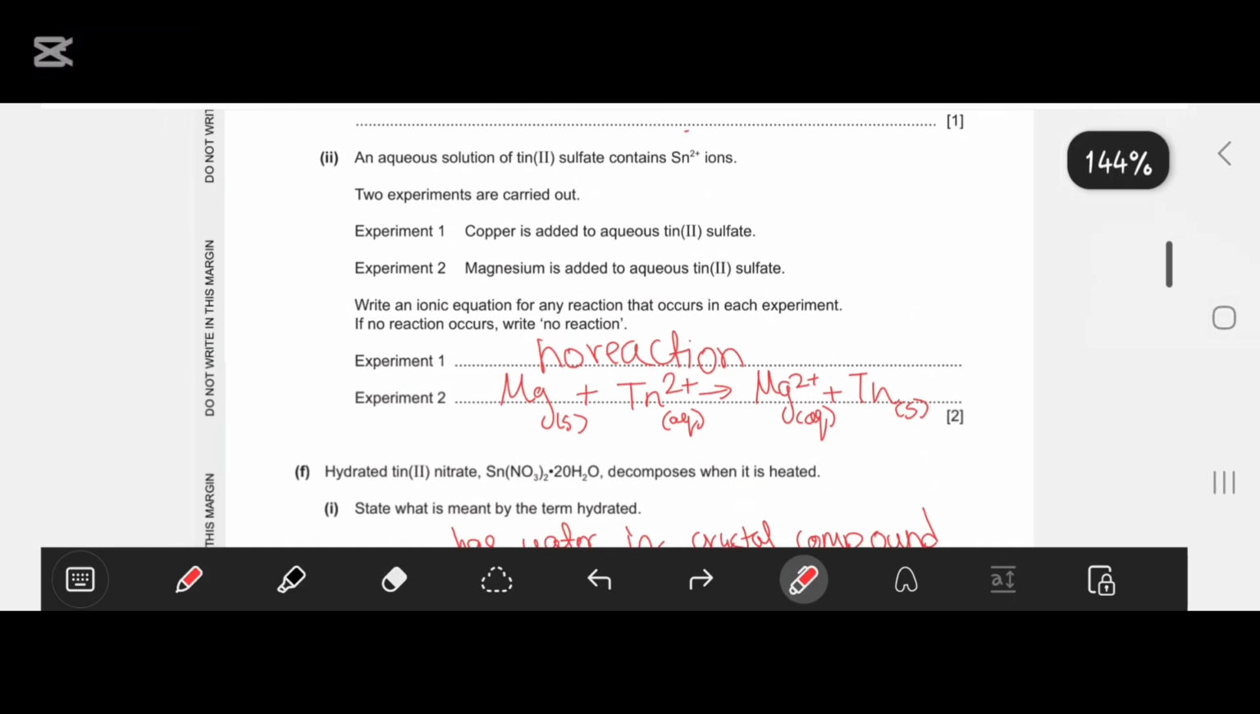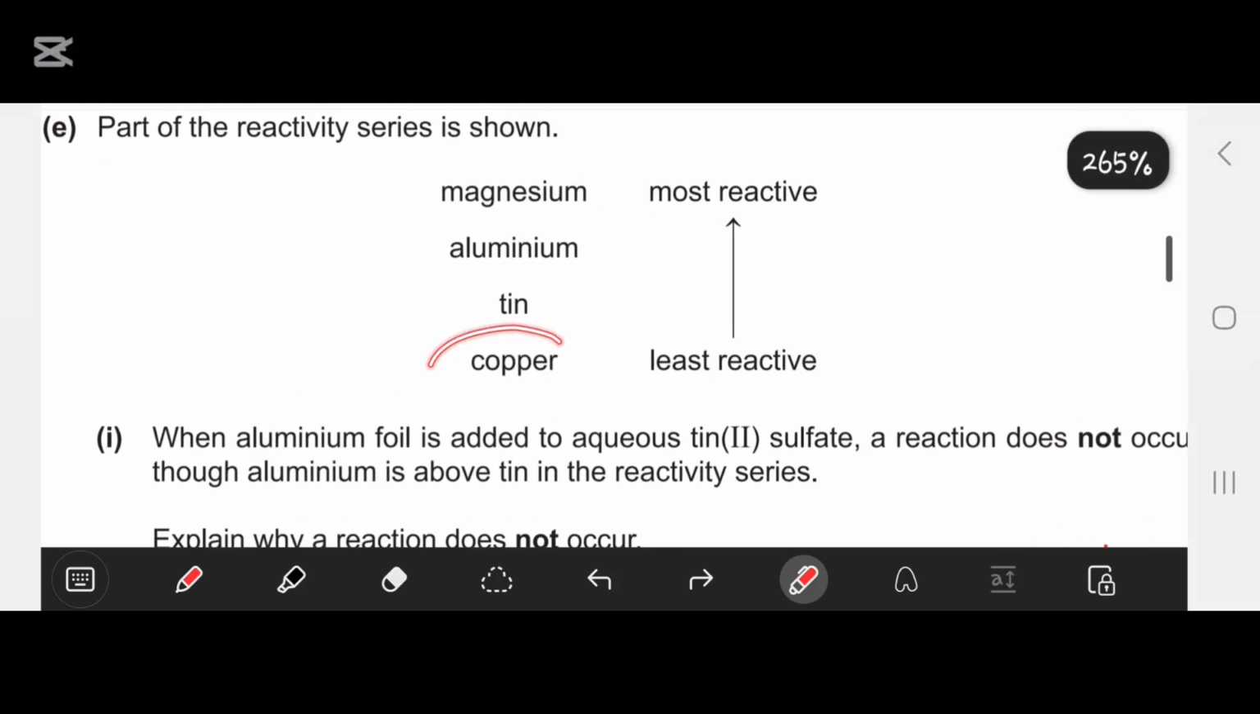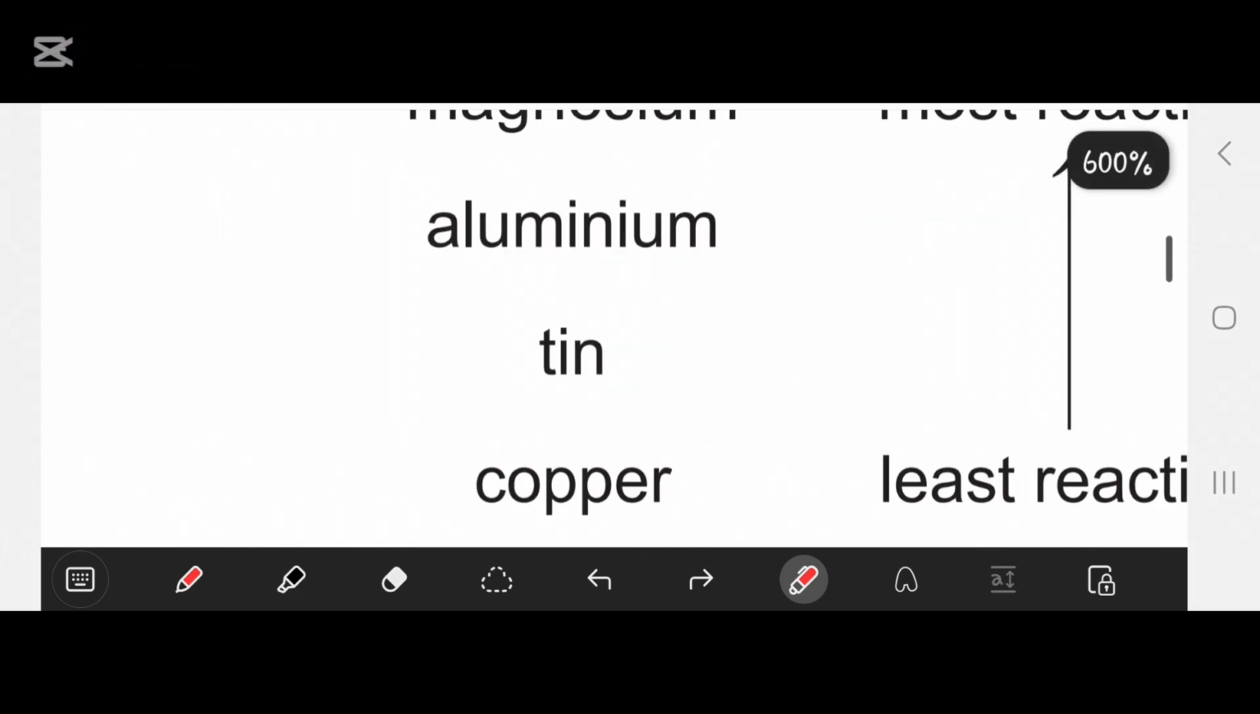Let's go down. Aqueous solution of tin sulfate contains tin 2 ions. We have several experiments carried out. This is a reactivity question. Experiment 1. Copper is added to tin 2 sulfate. Copper is lower in reactivity than tin. So will it react if it's added to tin sulfate? Can it displace the tin? No. Reactivity series is all about displacement.